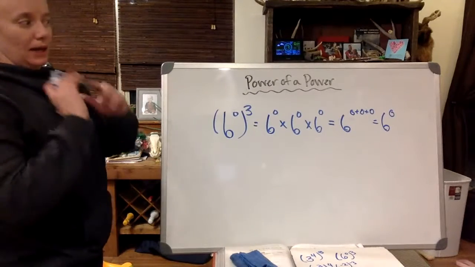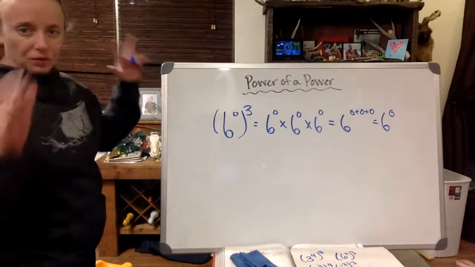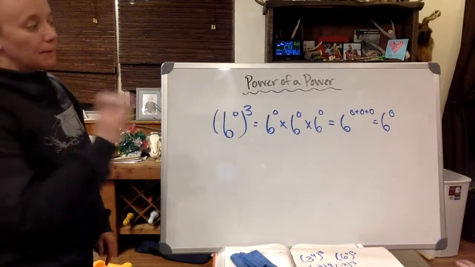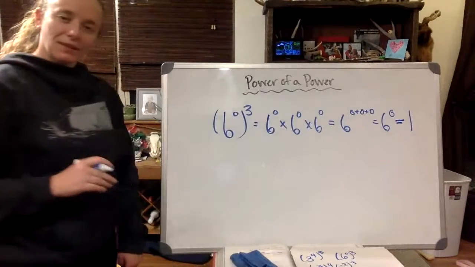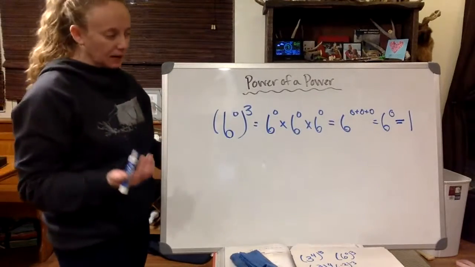It's huge. It's literally probably bigger than trillions. I don't want you to figure that out. But 6 to the 0, we can rewrite that as 1 because everything raised to the 0 power is 1. That's simple. We can handle that.